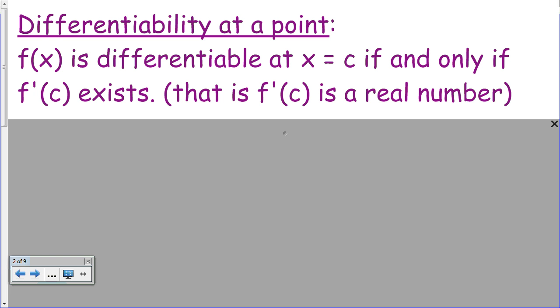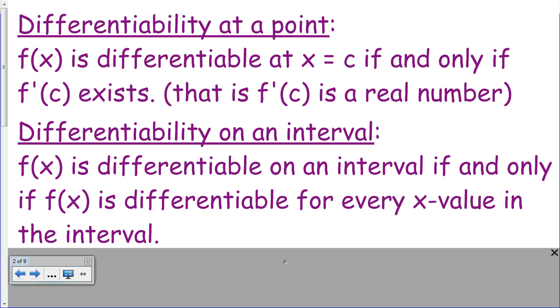When we say f prime of c exists, all that means is you can take the derivative function and plug in some number c, and you get a number out. If that happens, then you're differentiable at that point. If this thing is undefined, then you're not differentiable at that point.